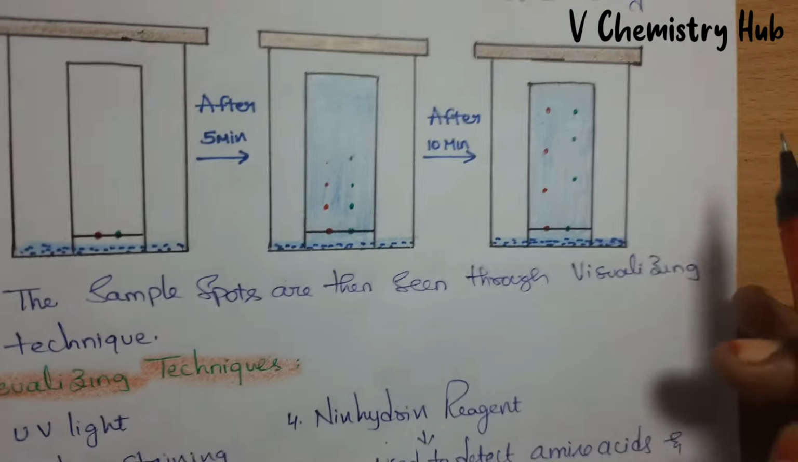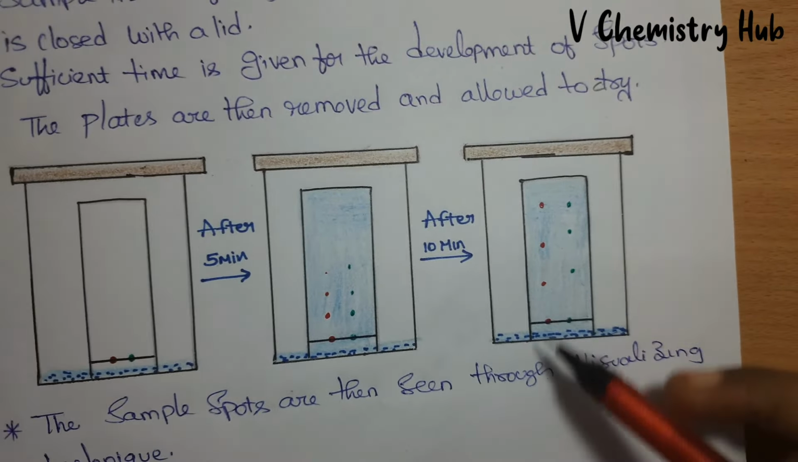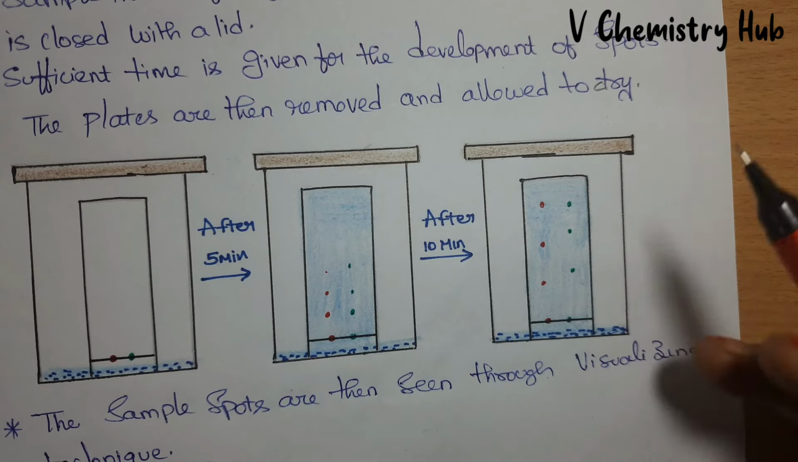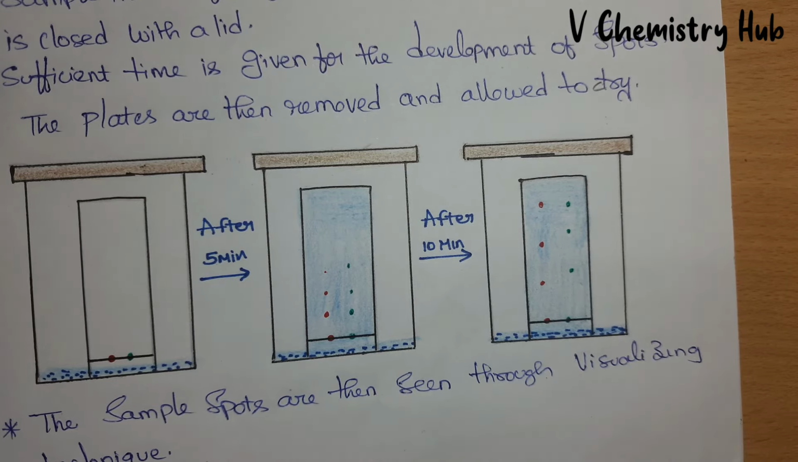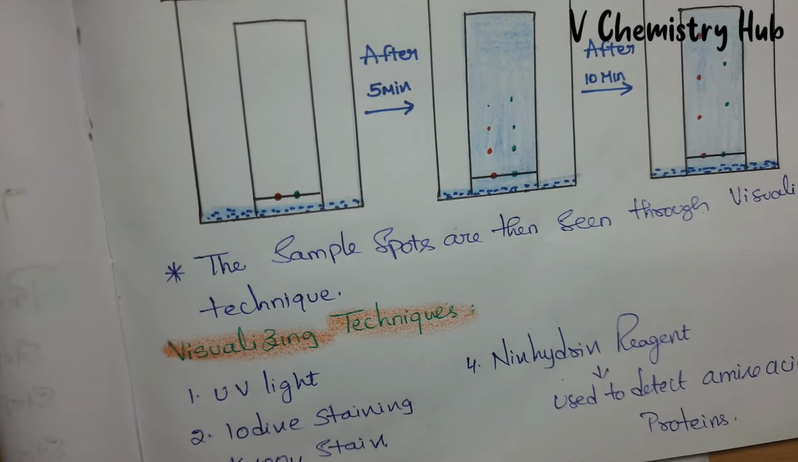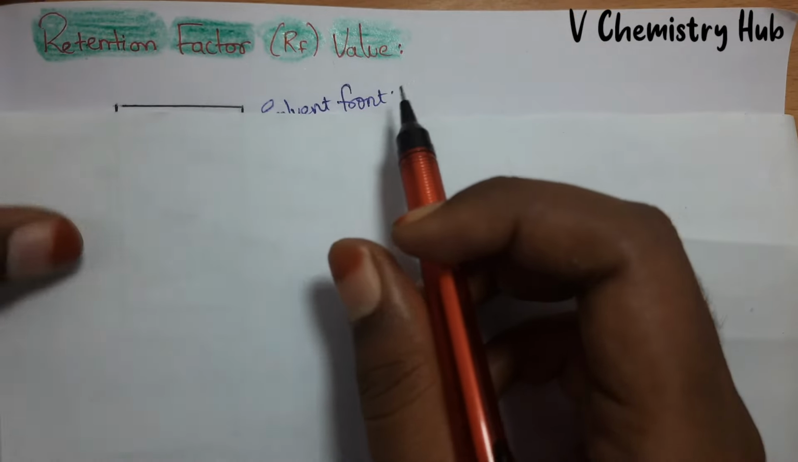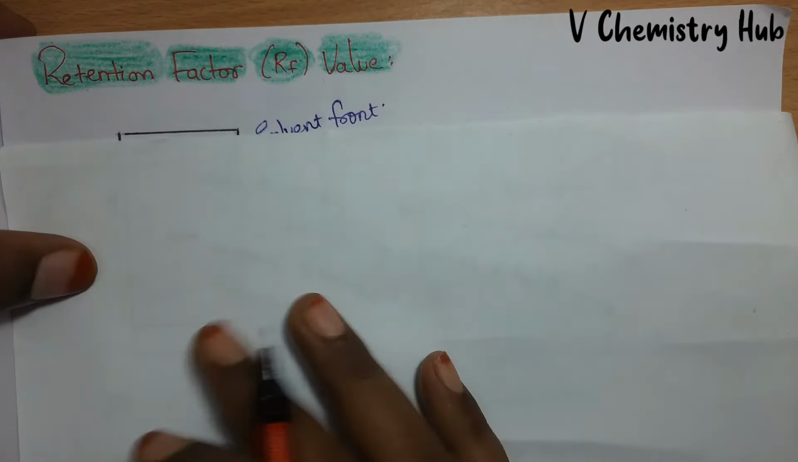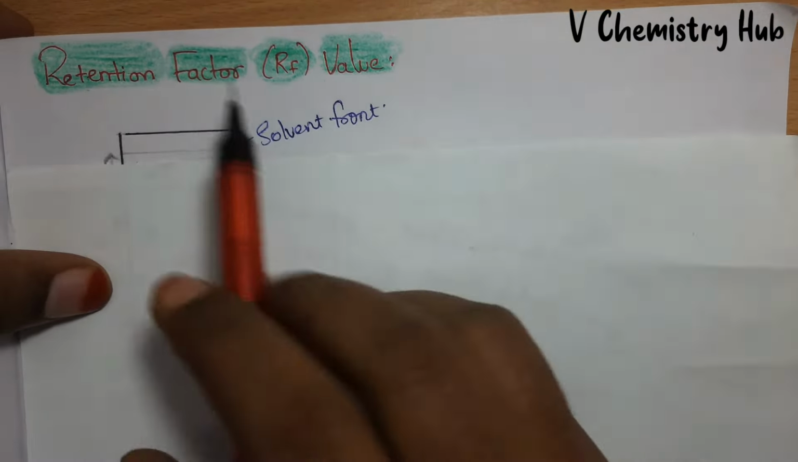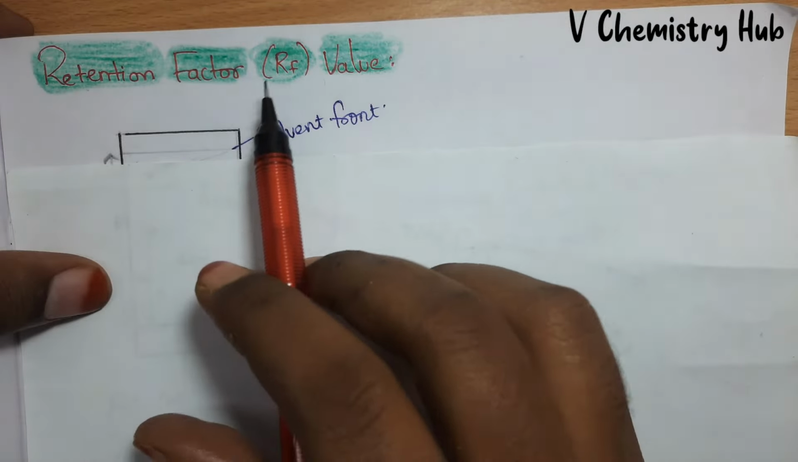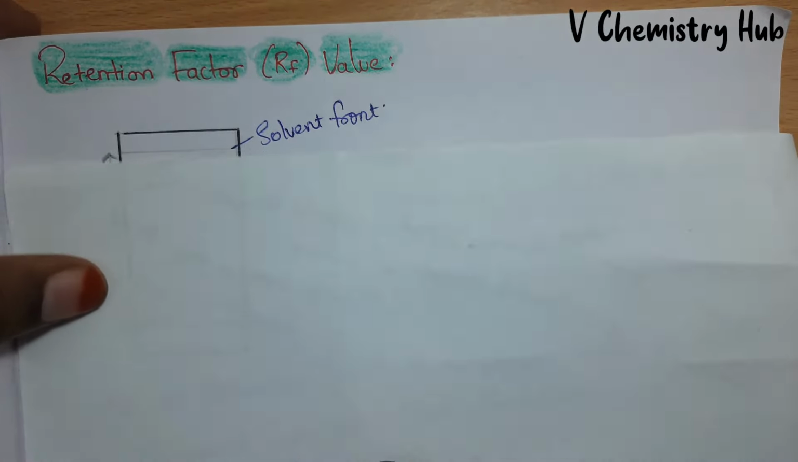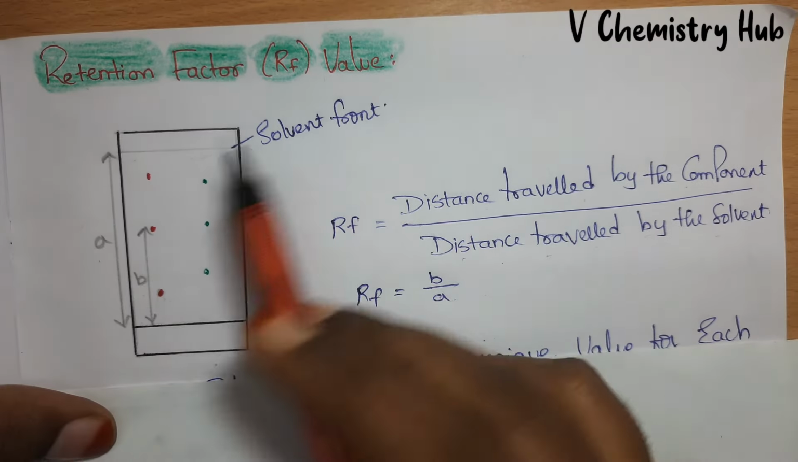So after developing the chromatogram, we need to see the developed spots. Further, we need a visualizing technique. After visualizing the chromatogram, we need to find the retention factor of the developed spots. That is, the retention factor is also known as RF. We have to find the RF value. So this is the developed chromatogram.